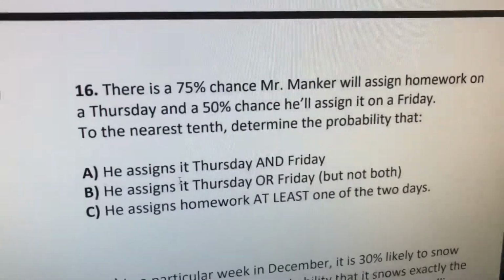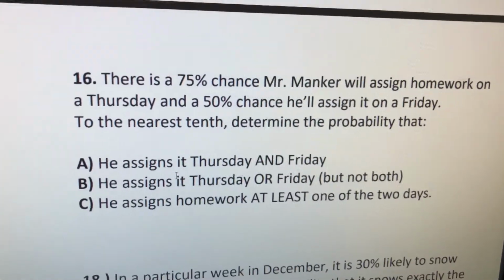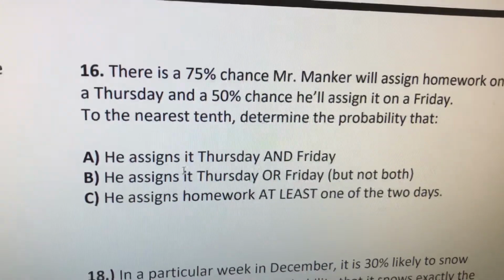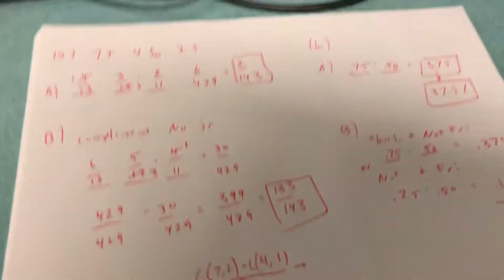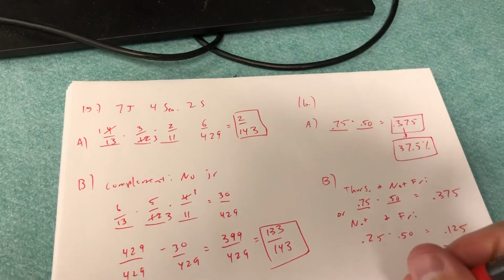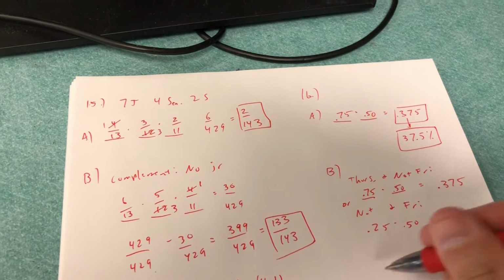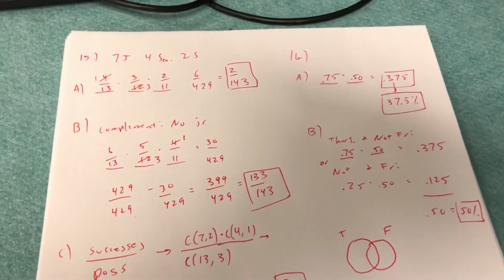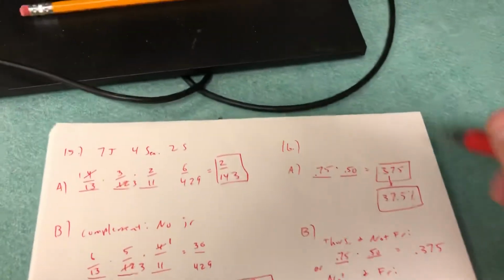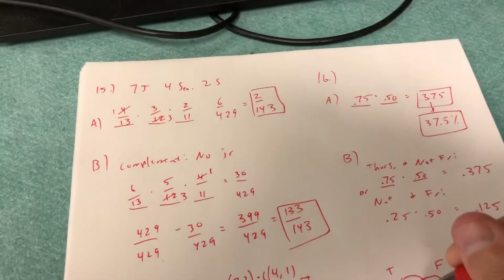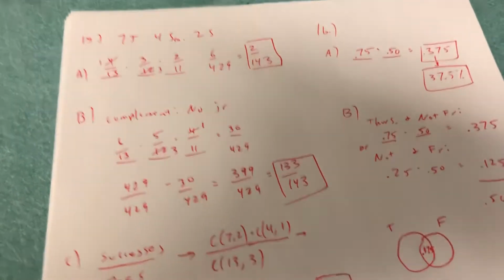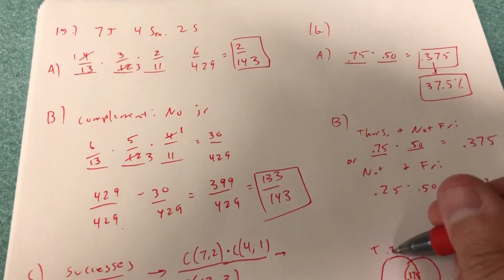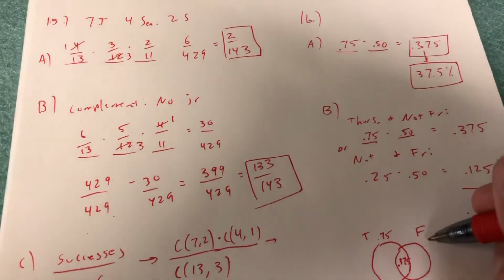I would suggest when we talked about OR problems, we discussed the idea that you have to subtract out the intersection between the two groups, the overlap. Okay, so the way I would look at this, I think we talked about the Venn diagram at some point. You could have homework Thursday, you could have it Friday, or you could have it both. And we found the probability earlier of having it Thursday and Friday. That's 0.375. We already found that. So the probability of both days is 37.5%. I can put that in my overlap. Okay, this one has to add up to 75% or 0.75. This one has to add up to 0.50.